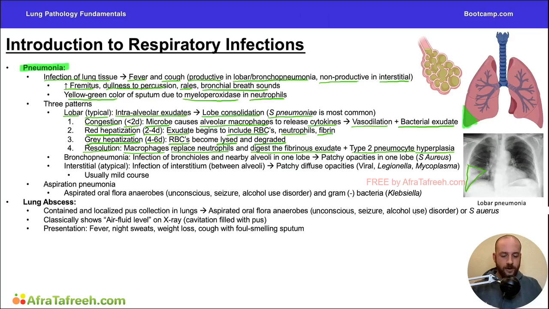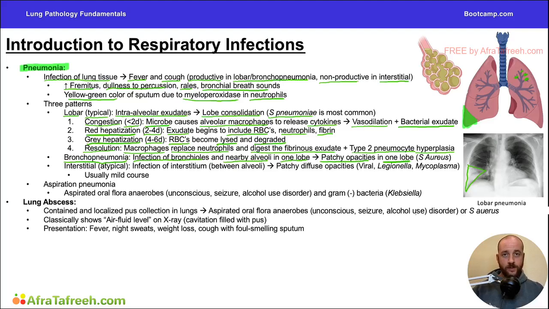Okay, so the next pattern of pneumonia that we're going to talk about is bronchopneumonia. And bronchopneumonia is very similar to lobar pneumonia, except it's a little more limited to just infection of the bronchioles and nearby alveoli in one lobe, and so it's a little more patchy this way. It's just infection of these bronchioles and nearby alveoli, and so on x-ray it's going to show more as patchy opacities in one lobe.